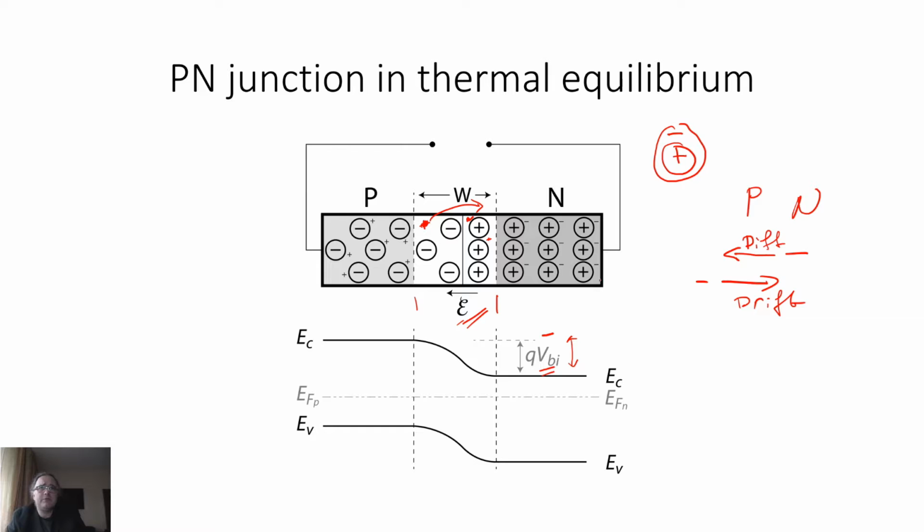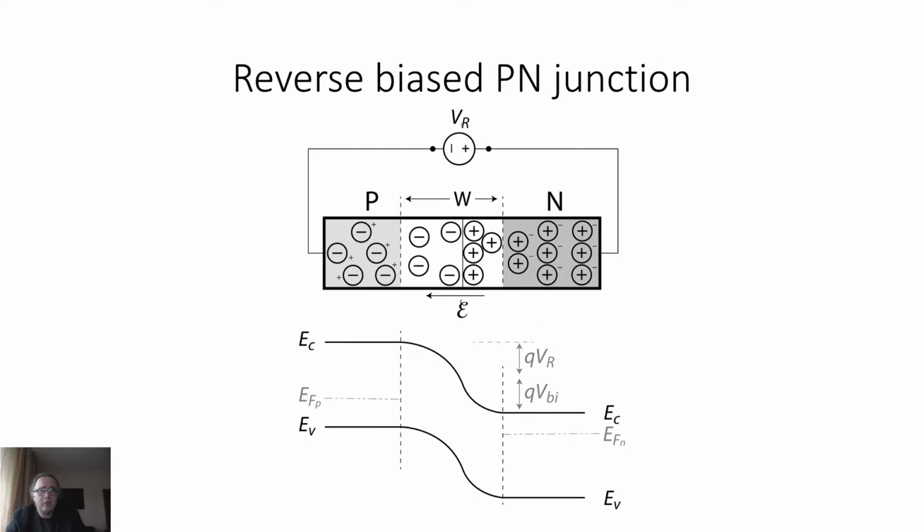Now let's see what happens when we apply an external voltage here, so we are no longer in thermal equilibrium. For example, we apply a voltage in this direction. See here, the positive side of the externally applied voltage is connected to the N side. So now, effectively, for the electrons, we lower their energies. The electrical sign of the charge of the electron is negative. So if we connect the positive side of the external voltage to this region, we effectively lower further the energy of an electron.